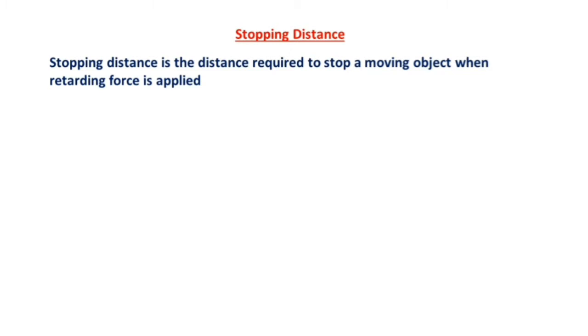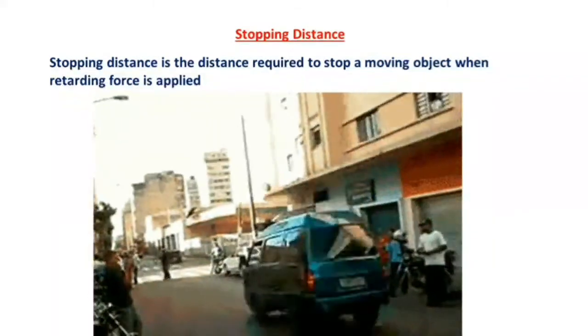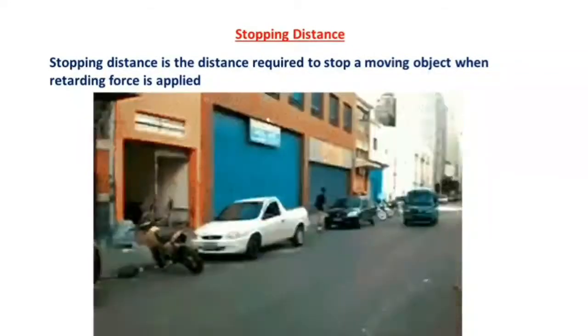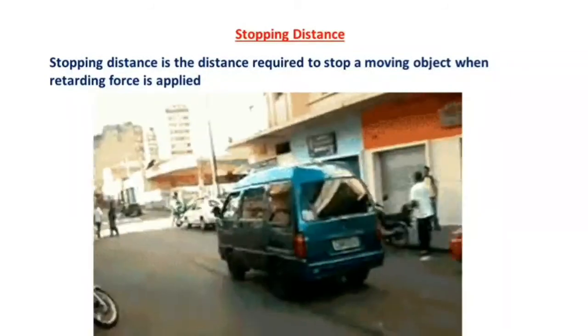Right? Just an example: when an object is in motion, for example, a car is driving by a person, and the person applies the brake, do you think the car will stop suddenly? No. Just see an example in this case. The driver applies the brake. The car is not suddenly stopped. It is moving a little bit.